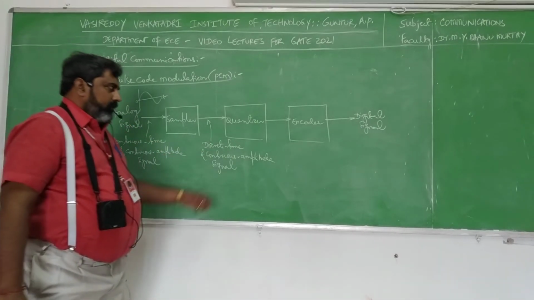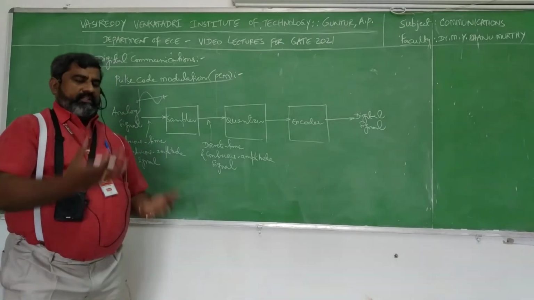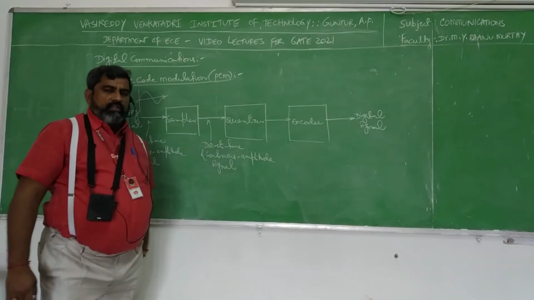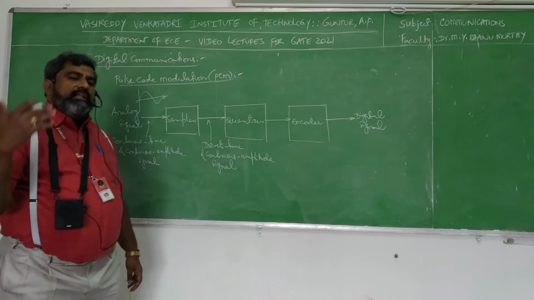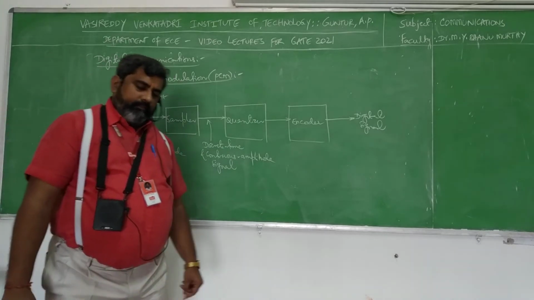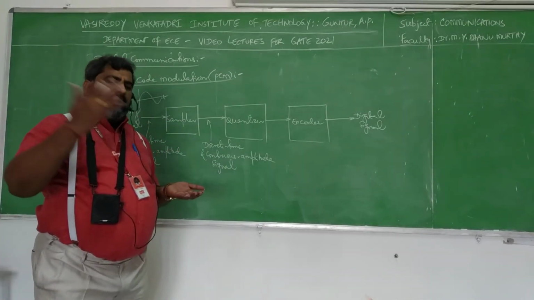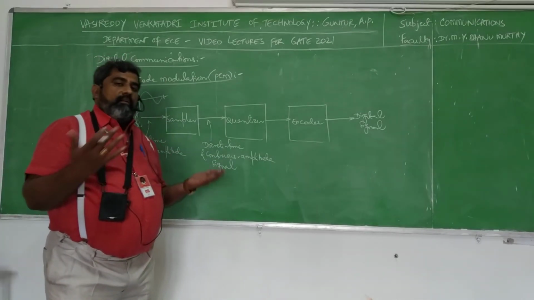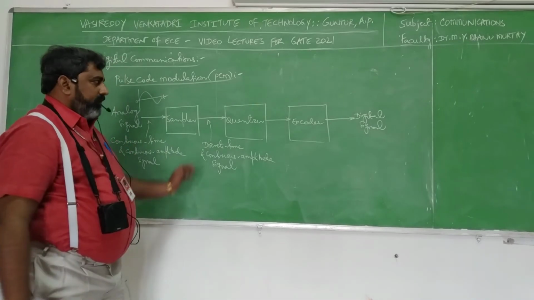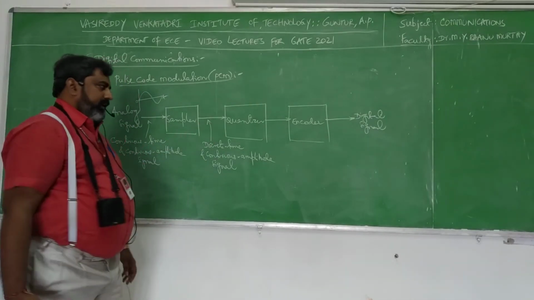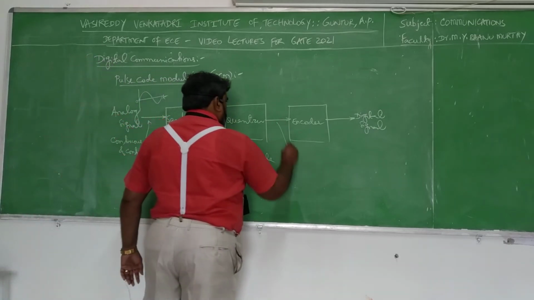Now, since the amplitudes are still continuous, the next step is using a quantizer. This quantizer performs what is called quantization. Here, the continuous amplitudes in this signal are converted into discrete amplitudes. That means the number of amplitude levels, which are infinite, is converted into a finite number of amplitude levels. That is the function of the quantizer. Each block does just one function.